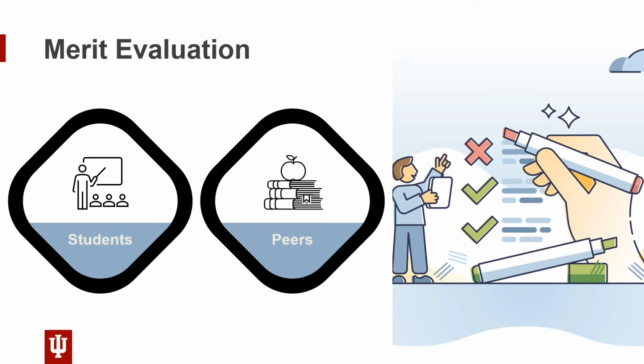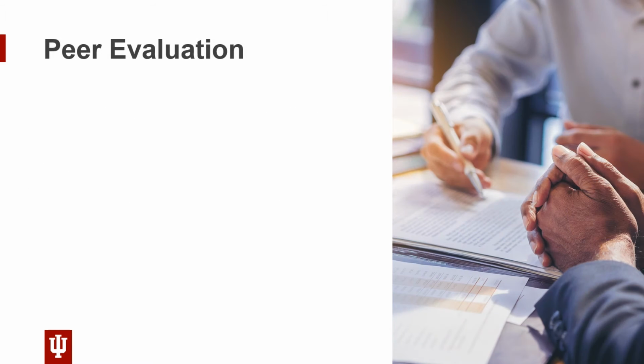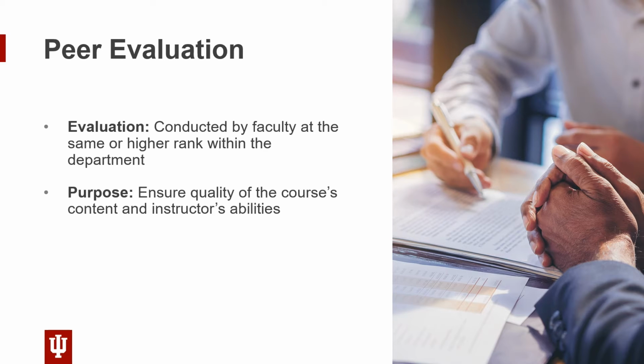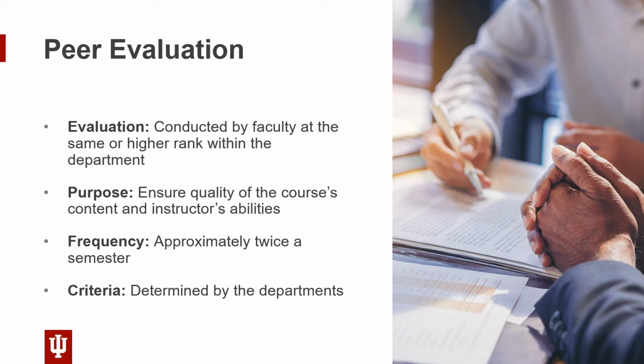In this lesson, we will look at the criteria used by Indiana University, which is representative of the process at other institutions. Peer evaluations are conducted by faculty at the same or a higher rank within the same department or school. Peer evaluations focus on the course content as well as the instructional quality. They're conducted approximately twice a semester, and the criteria for evaluation is standardized by the respective departments or schools.